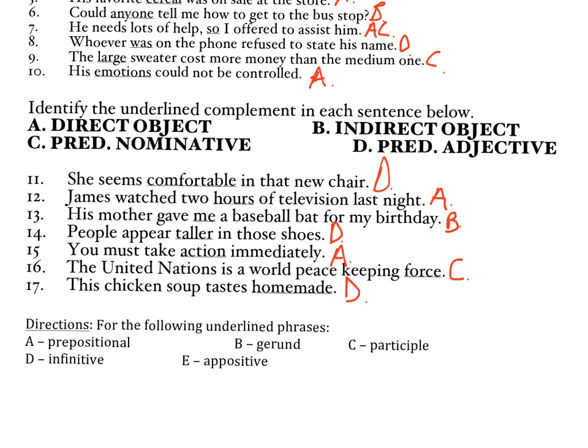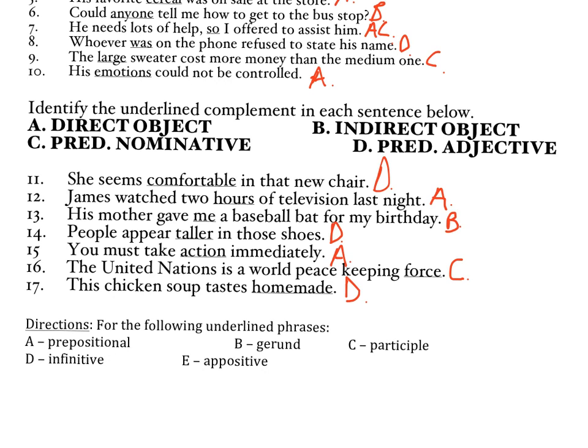His mother gave me a baseball bat for my birthday. Gave what? Gave a baseball bat. That's my direct object. Gave it to me. So that's an indirect object. Indirect objects are to whom or for whom an action is done. And in English, because our syntax relies so much on position, you'll always have an indirect object between the verb and direct object.